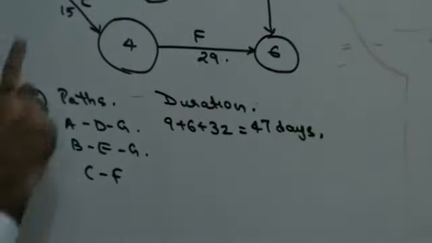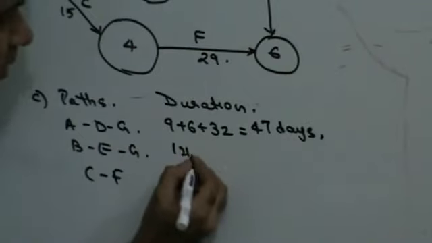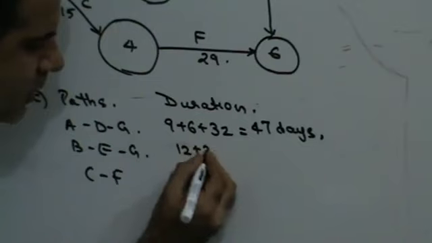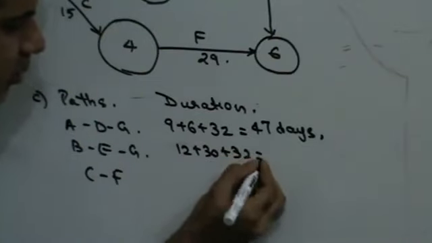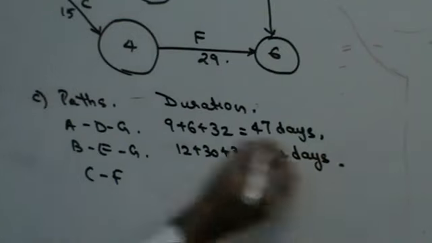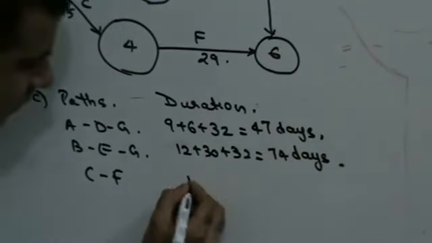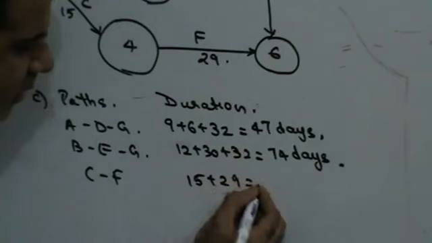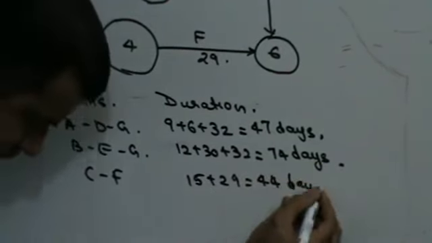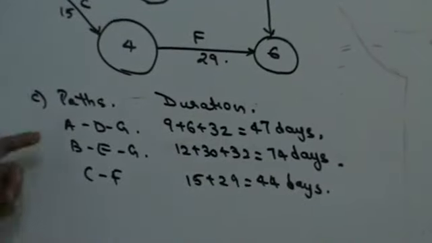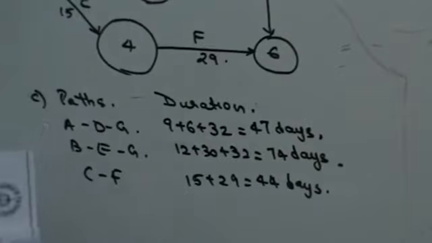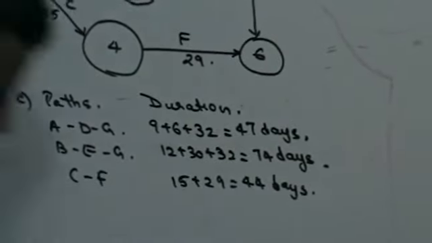Then B, E, G is 12 plus 30 plus 32, which is 74. Then C, F is 15 plus 29. This is 44 days. Right? So my critical path is going to be B, E, G and my normal project completion time is going to be 74 days. So let's see this.